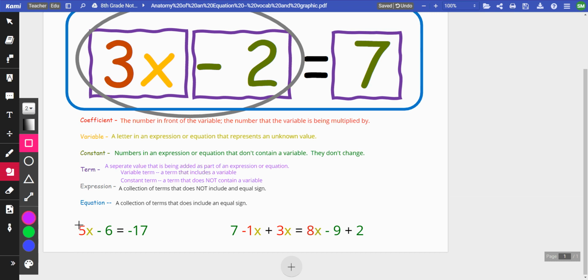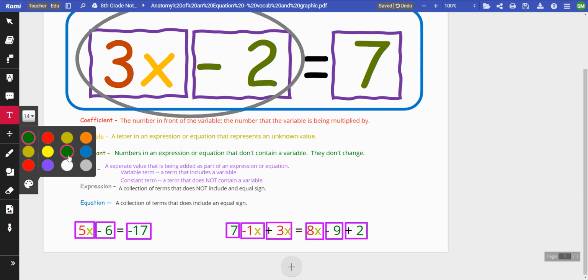Okay, so 5x is my variable term right there. That's one term. Then -6, that's another term. And -17, that's another term. Those two terms are constant terms. Then over here I have 7 is a term. -1x is a term. +3x is a term. 8x is a term. -9 is a term, and +2 is a term. There are all my terms.